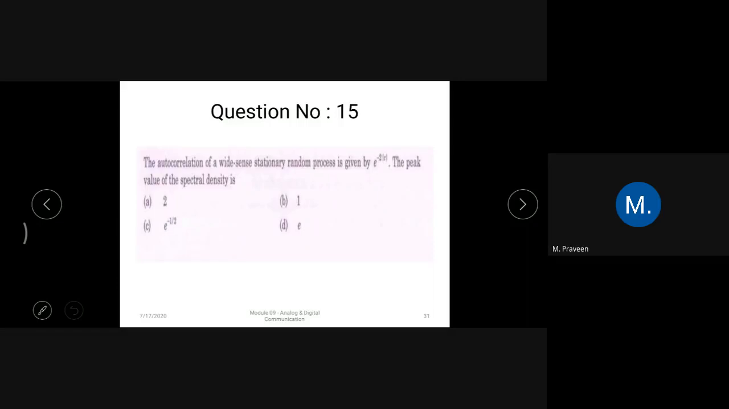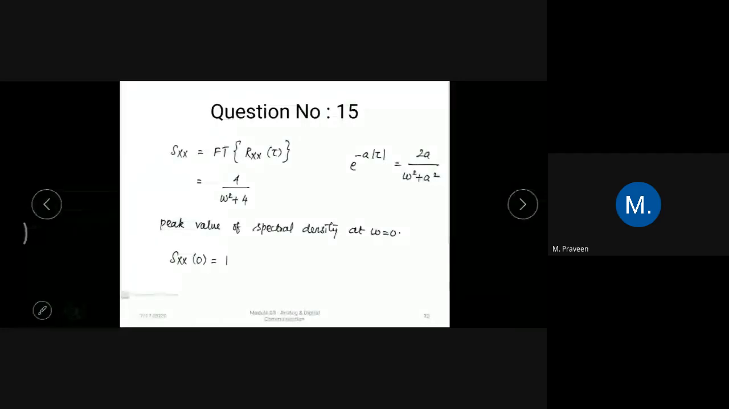If the spectral density is given and they are asking for the autocorrelation, we can go for the inverse Fourier transform. It's vice versa. The Fourier transform of autocorrelation gives spectral density, and the inverse Fourier transform of spectral density gives autocorrelation. For this problem they have given the autocorrelation, so we should go for the power spectral density, and that too at the peak value. So SXX, the power spectral density, is given as the Fourier transform of the autocorrelation.